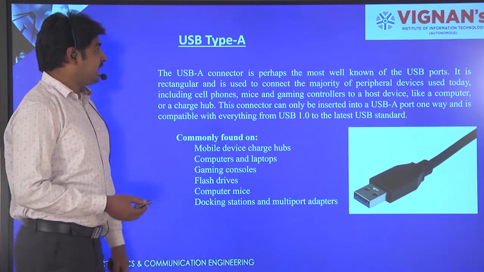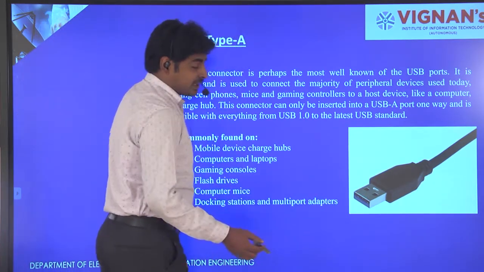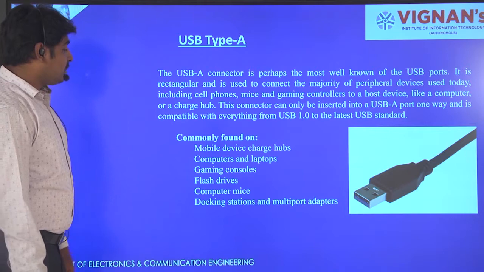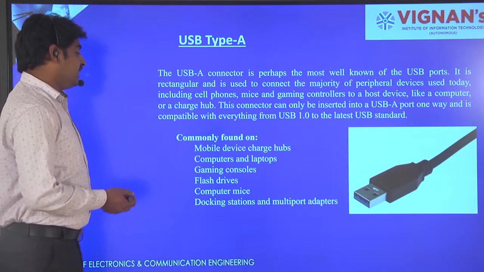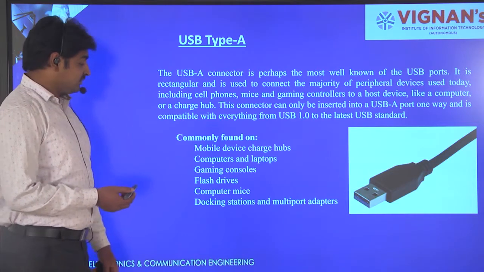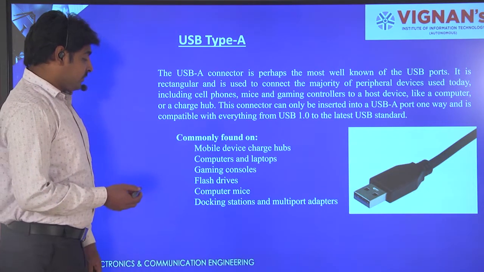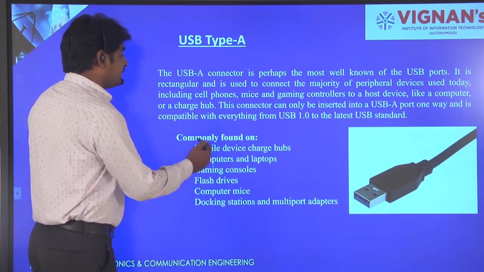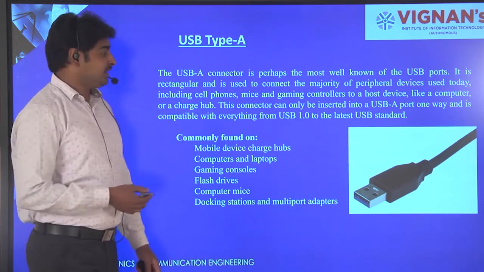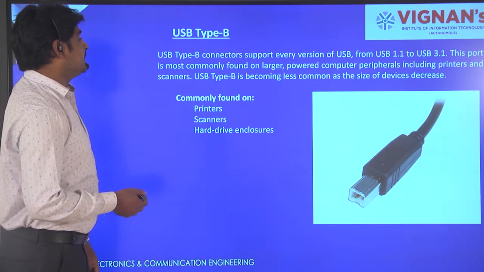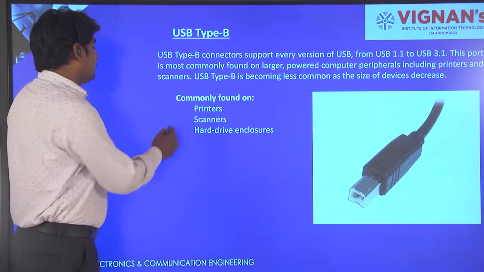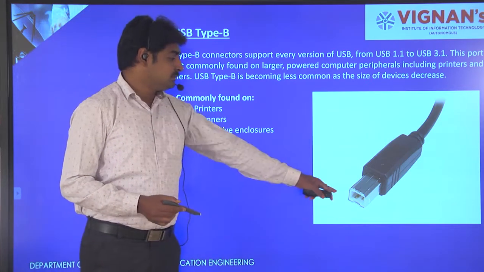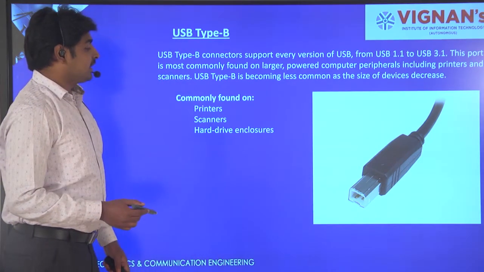If you take USB type A, which is used to connect the host, it will look like this. These are commonly found in mobile device charge hubs, computers and laptops, gaming consoles, flash drives, computer mouse, docking stations and multi-port adapters. So to connect these devices, we make use of USB type A. Similarly, type B is used to connect to printers, scanners and other hardware, and hard drive enclosures. That is how a type B connector looks.